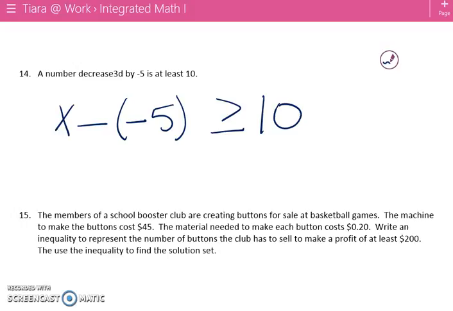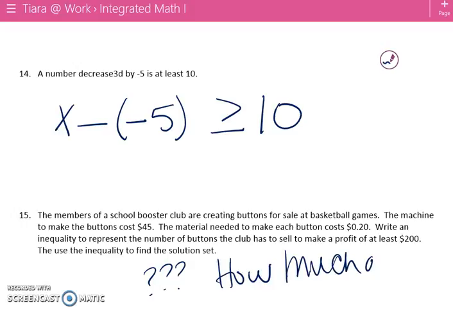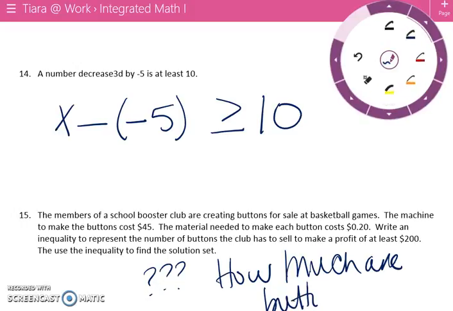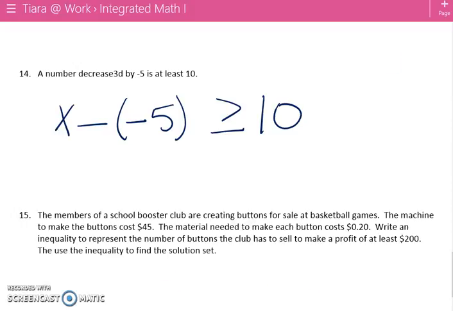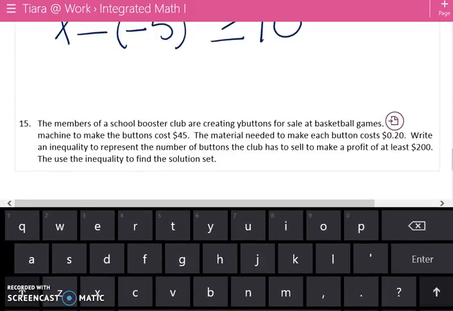All right, this question I'm going to have to throw out because I think the one thing that's important that we didn't ask is how much are we selling the buttons for? So I'm actually just going to delete this question.